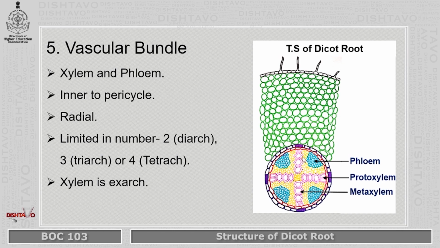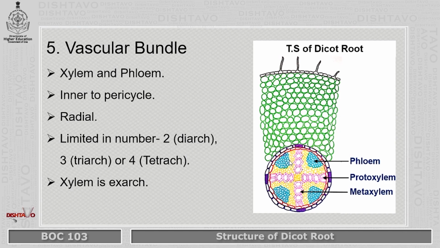The xylem, this pink color is xylem and the blue color is phloem. The xylem and phloem together are called vascular bundle. It is inner to the pericycle. Vascular bundles are radial. Radial means the xylem and phloem alternate with each other at different radii. Here you can see the xylem and phloem are alternating with each other. This condition is called radial.